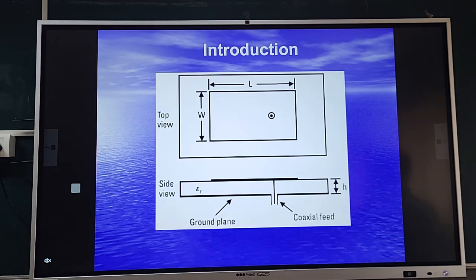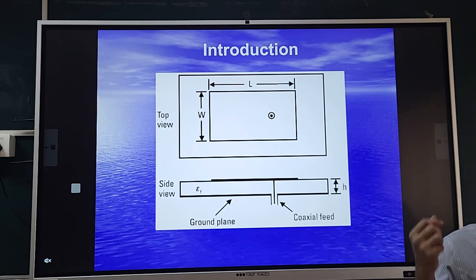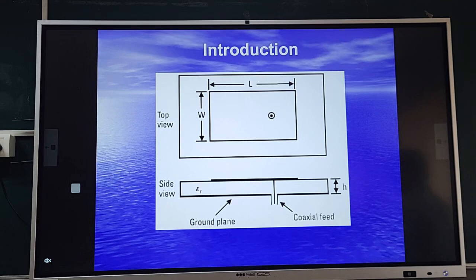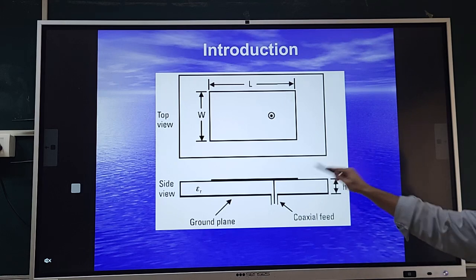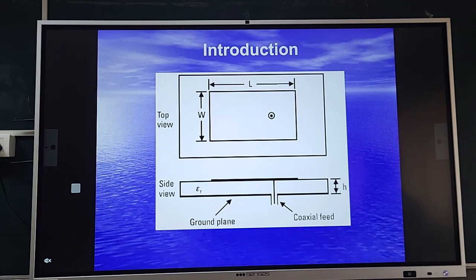Way back in the 1970s, around that time, one scientist called Deschamps invented it, or rather he came across a radiation from the printed circuit board. The microstrip antenna, the top view and the side view, I have shown over here. It looks like some board which has copper on two sides. So it's like a printed circuit board. There a scientist came across some kind of radiation which is happening from the printed circuit board.